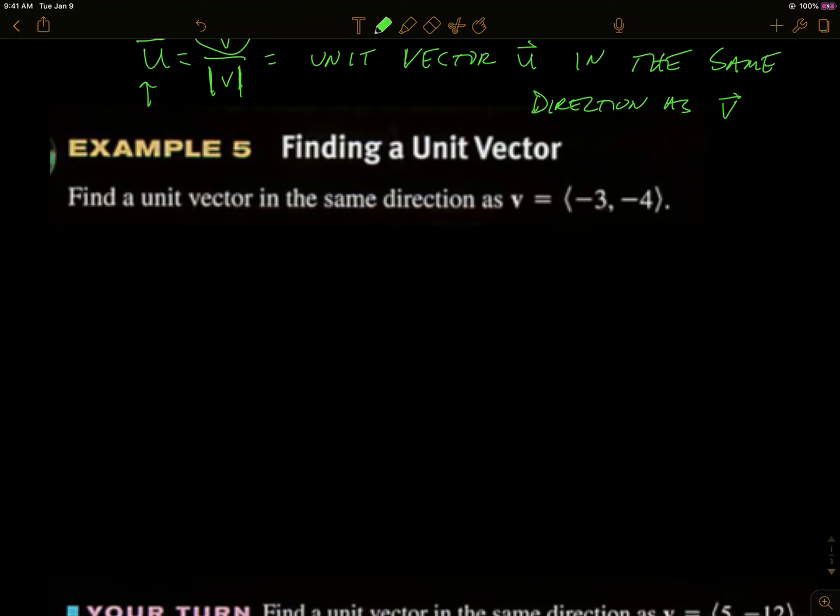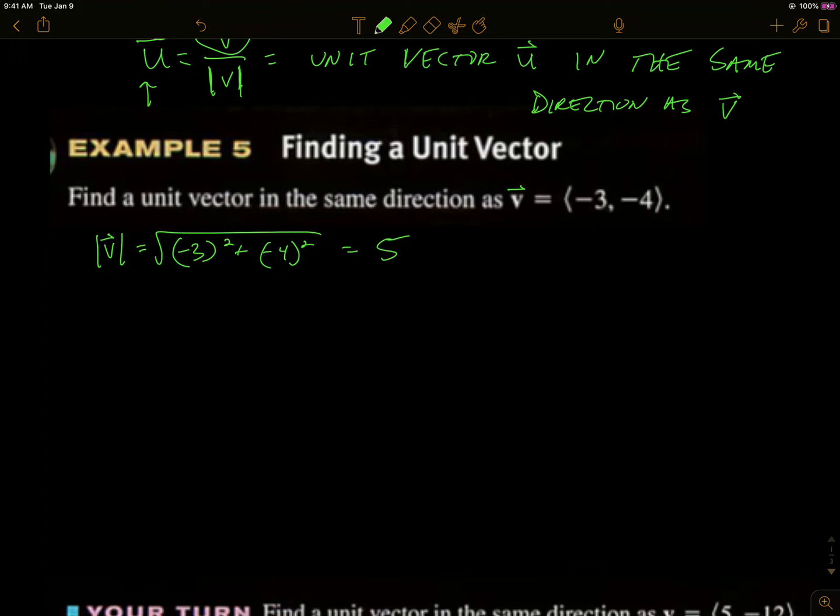All right, so we have our vector v here given in component form. The first thing we want to do is find the magnitude of this vector. The magnitude of vector v is equal to the square root of -3 squared plus -4 squared. When we work that out, 9 plus 16 is 25. The square root of 25 is 5. So that is the magnitude of vector v.